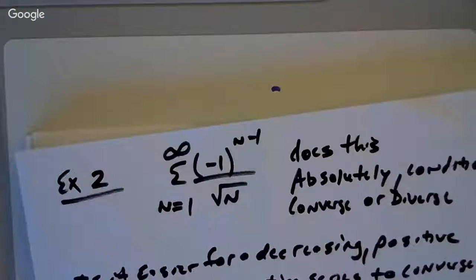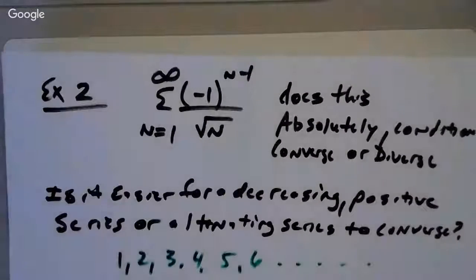Let's go back now to that example. Okay, let's look at this one. If we didn't have the negative 1 on the top, the negative 1 to the power of n minus 1, would this converge or diverge? Diverge, because it'd be a p-series. Okay, let's look at this one now. Does it absolutely converge, conditionally converge, or does it still diverge and I'm just playing games?